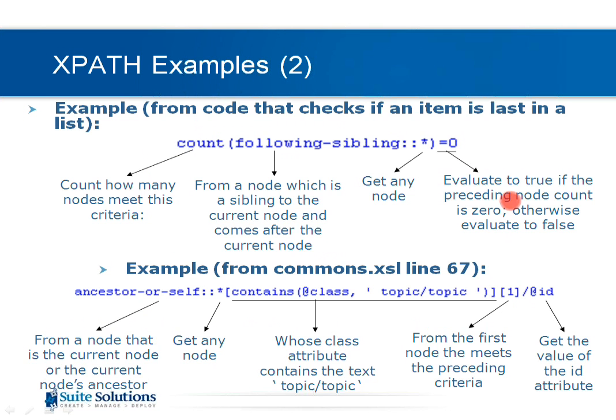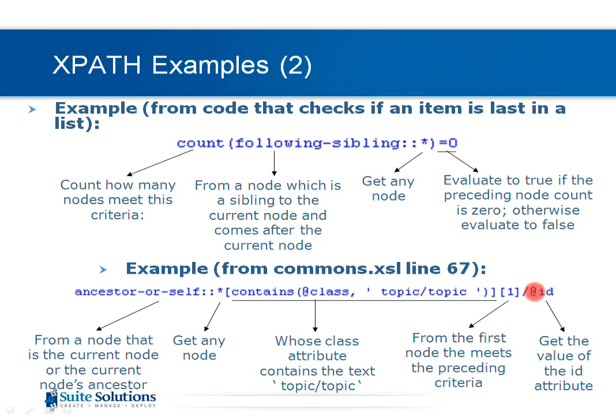Okay. A third example here is from Commons XSL also. And here we're not just asking for a true or false answer, we're actually asking for information back. We don't just want to know, am I inside of a topic or am I last on the list? We want an ID value, right? That's this end part here.